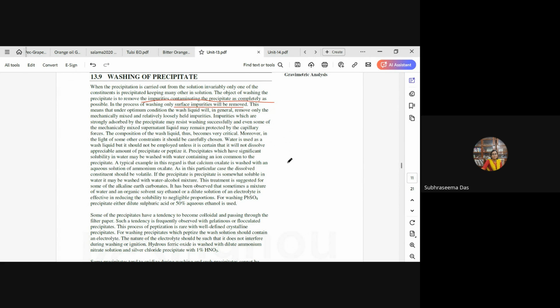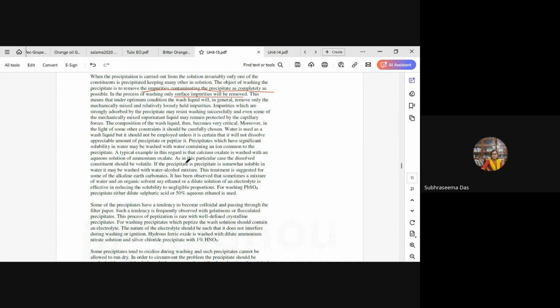The precipitates which have significant solubility in water may be washed with water containing a common ion to the precipitate. A typical example is calcium oxalate, which is washed with an aqueous solution of ammonium oxalate. The dissolved constituent should be volatile. If the precipitate is somewhat soluble in water, then it may be washed with a water-alcohol mixture. For washing lead sulfate precipitate, either dilute sulfuric acid or 50% aqueous ethanol might be used.